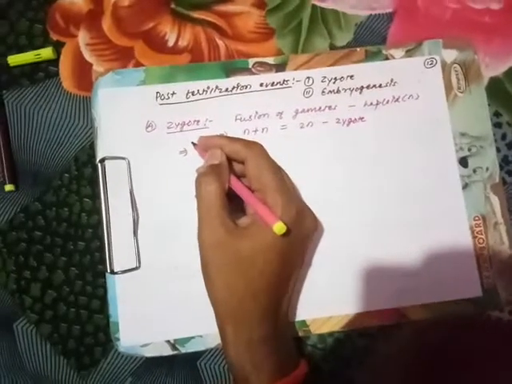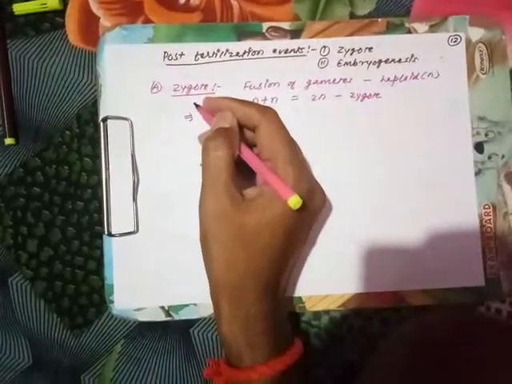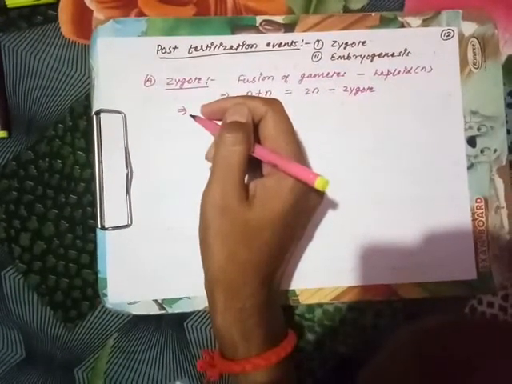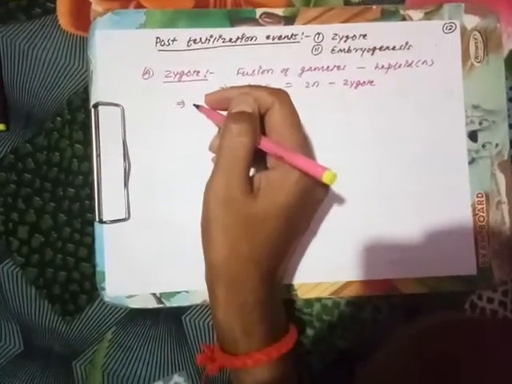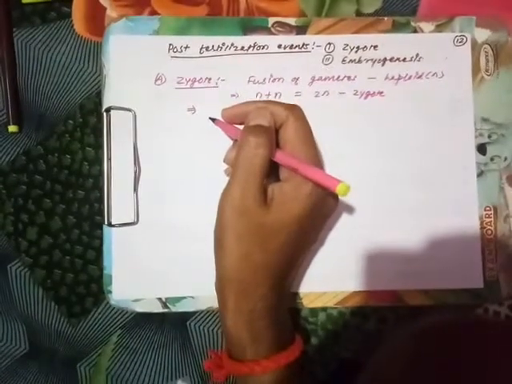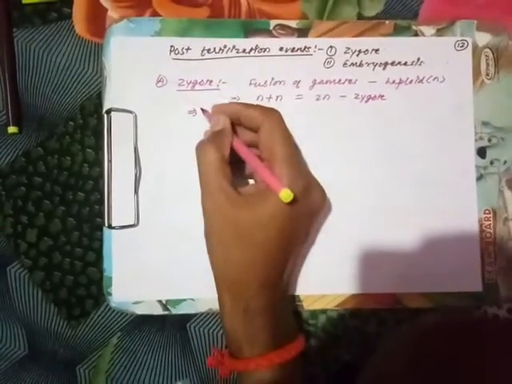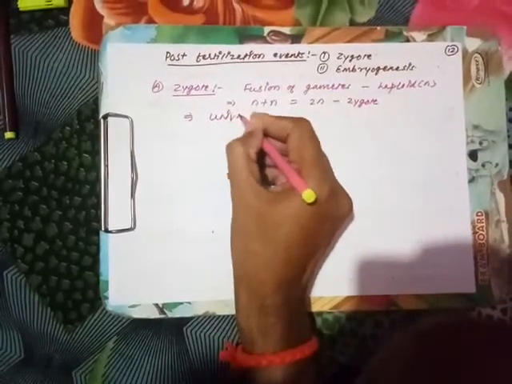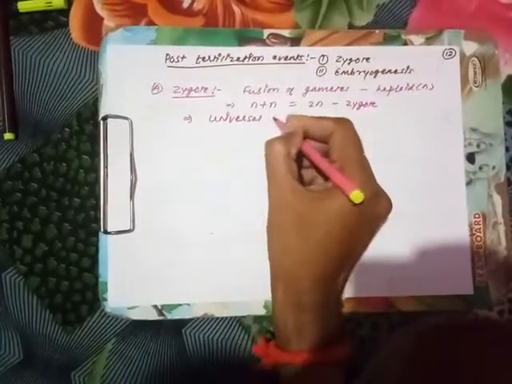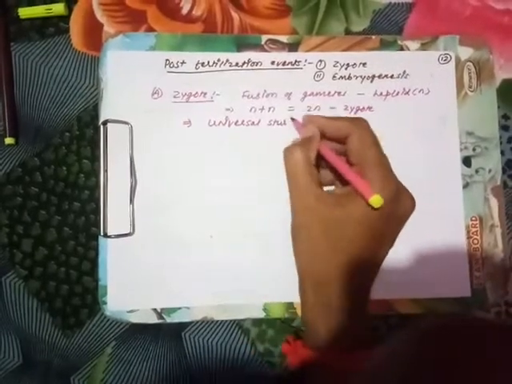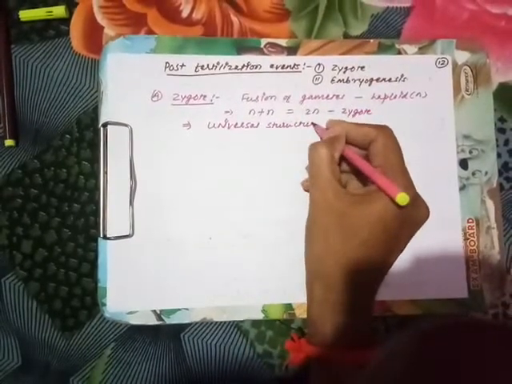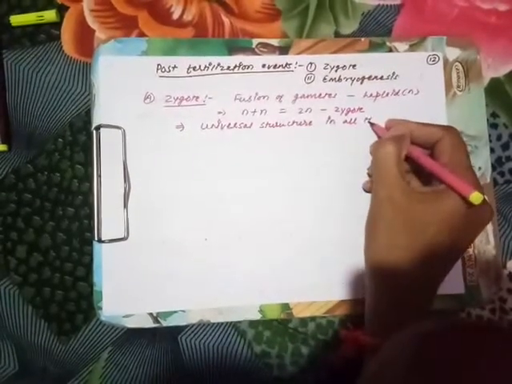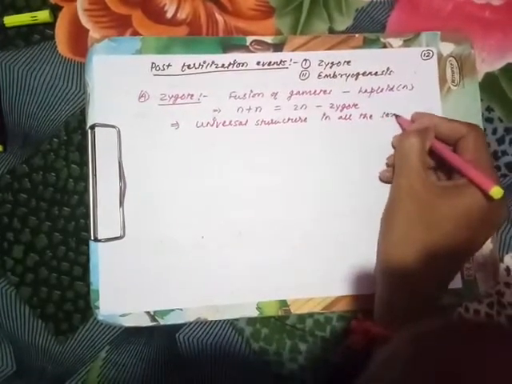Yesterday we concluded that the objective of fertilization is to restore the diploid state that is lost during gametogenesis. So here the zygote is a universal event, or universal structure, in all sexually reproducing organisms.